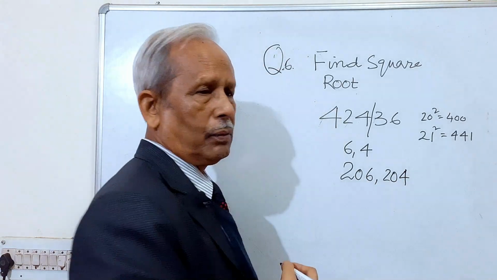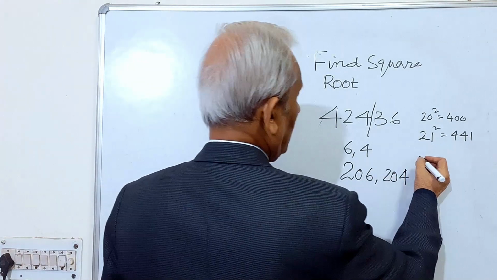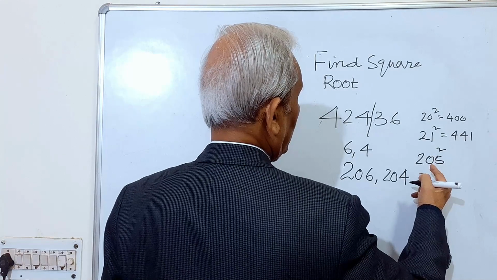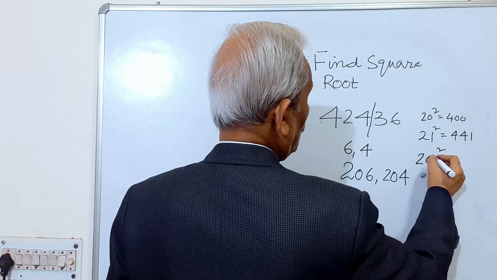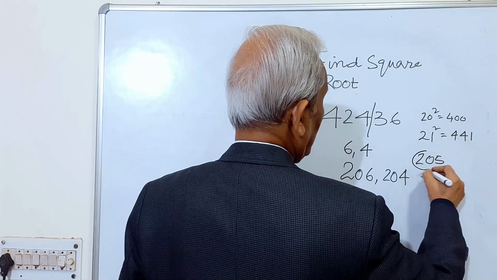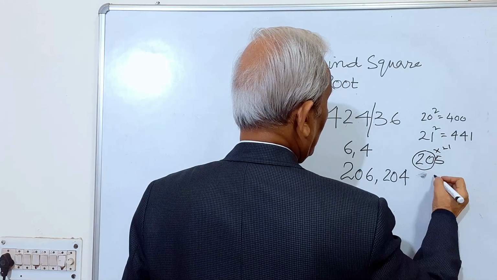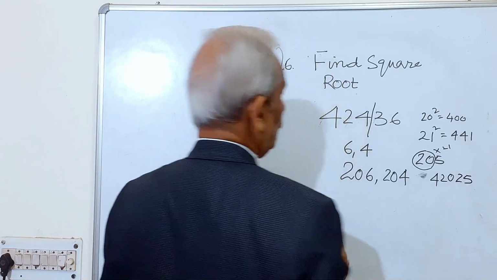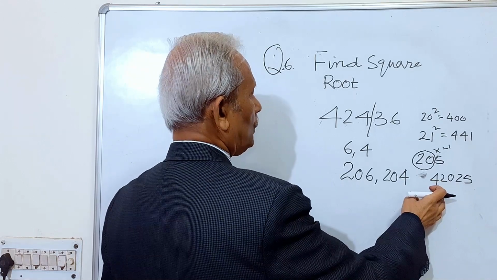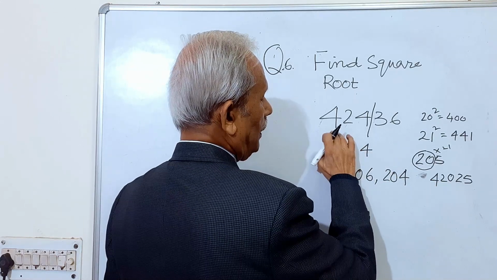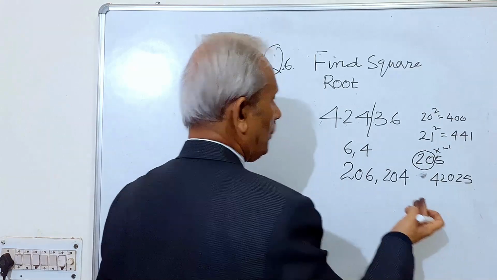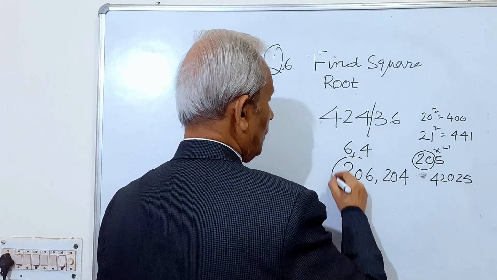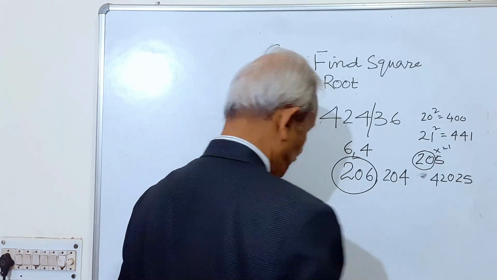We have to check now 205. 205 square is how much? Ekadhik and Purven, 20 into 21, it will become 420. And 5 square 25, 42025. Now this 42025 is less than this number, so it cannot become 5, it will become more than 5. If it is more than 5, the answer will become 206. Simple.